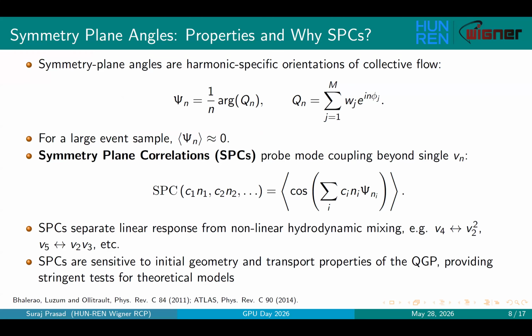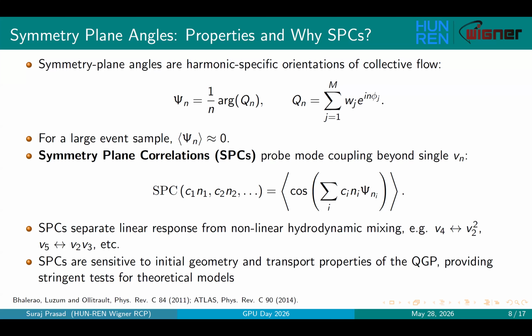So I already told how the SPCs are important, but why not just study the single symmetry planes? Because we cannot do that: for a large event sample, they have the average value 0 because they align randomly for different events. And so we study the symmetry plane correlations, which is usually studied by this observable here. And as I already mentioned, they separate linear responses from non-linear hydrodynamic mixing, such as V4 into V2 square and so on.